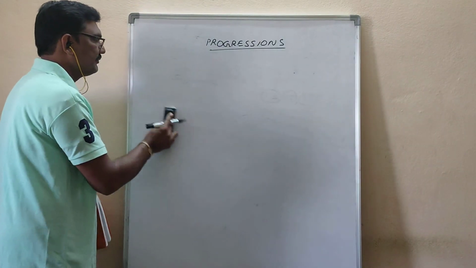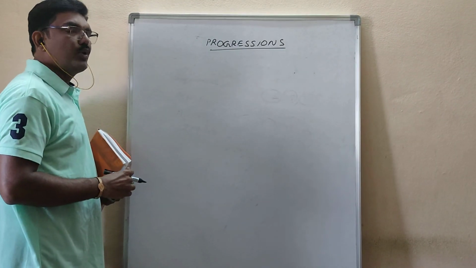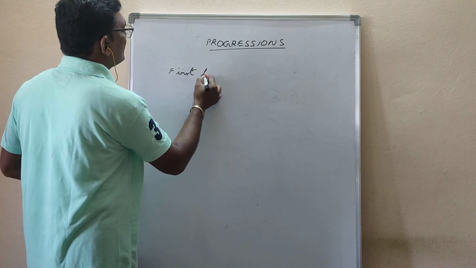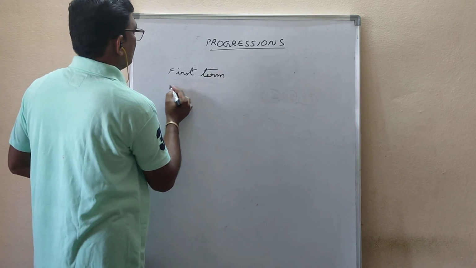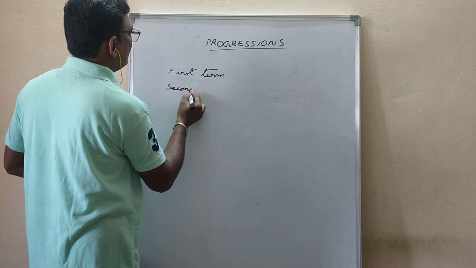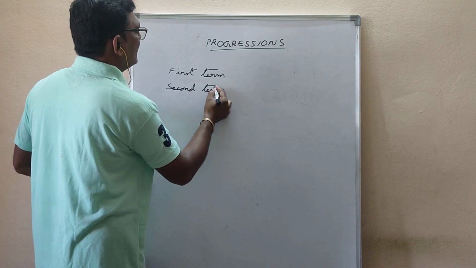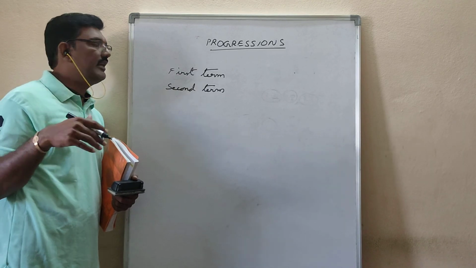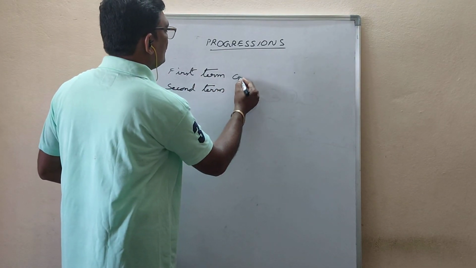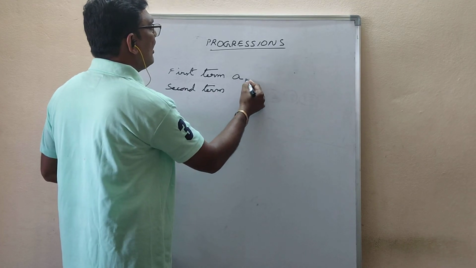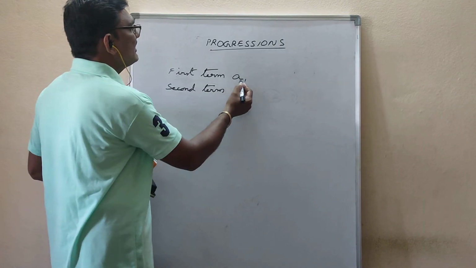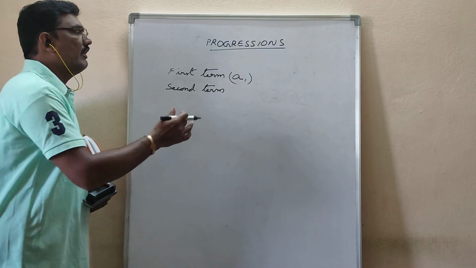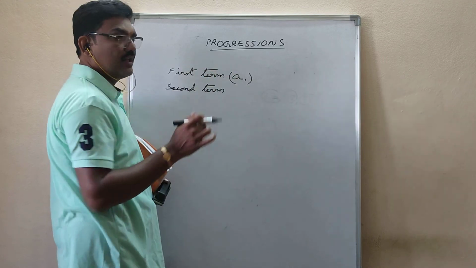So first, in a progression, there is a first term, second term. Terms will be more, some infinite terms, some finite terms. The first term you usually write with a small letter and a suffix 1, a1. So what is the meaning of a1? a1 means the first term.